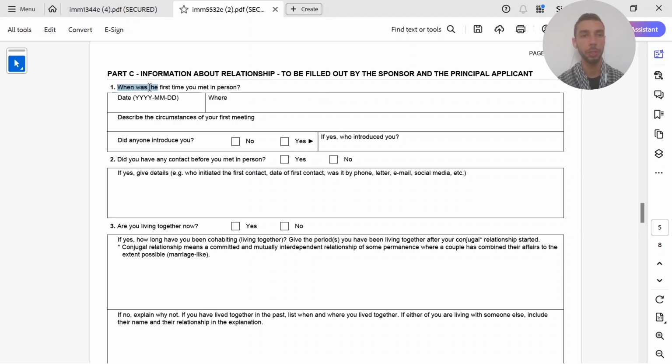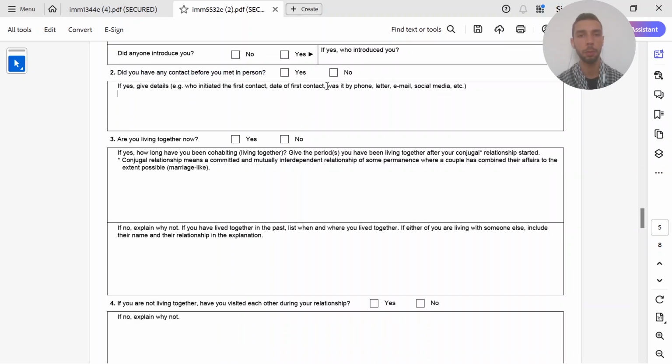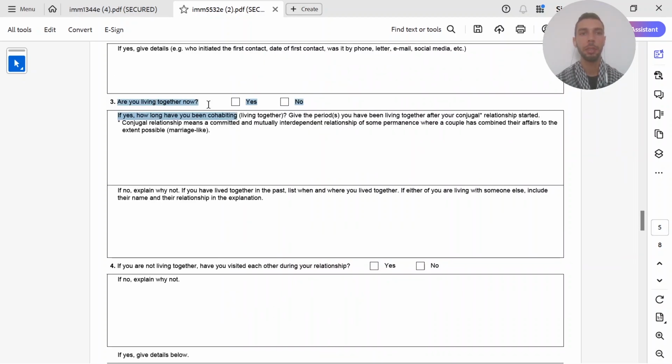So you have the first question, when was the first time you met in person? You enter the date and the place, and you have to describe the circumstance of your first meeting here. So did anyone introduce you? If yes, who's that person? Here, did you have any contact before you met in person? So this is people who meet online, for example, and you click yes, and then you're going to have to enter the details. Are you living together now? If yes, you have to enter all the details. You can see how long have you been cohabiting or living together. Give the period you have been living together after your conjugal relationship started. And here you have the definition of conjugal relationship.